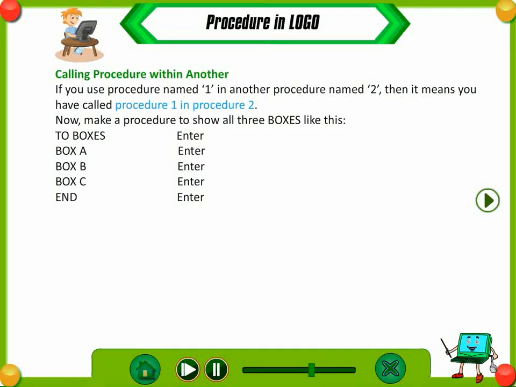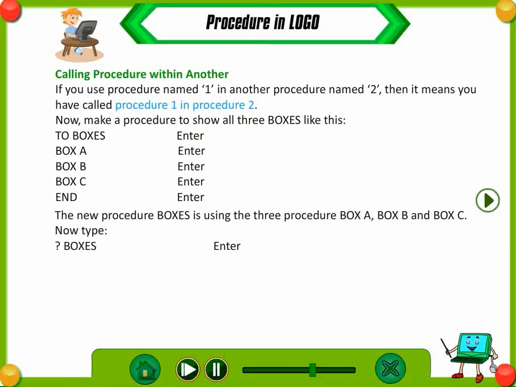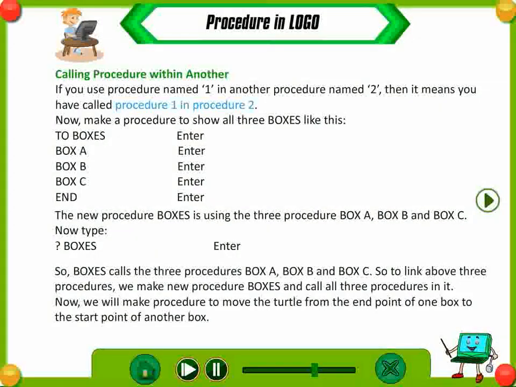TO BOXES, enter. BOXA, enter. BOXB, enter. BOXC, enter. END, enter. The new procedure BOXES is using the three procedures BOXA, BOXB, and BOXC. Now type BOXES, enter. So BOXES calls the three procedures BOXA, BOXB, and BOXC. To link the above three procedures, we make a new procedure BOXES and call all three procedures in it.